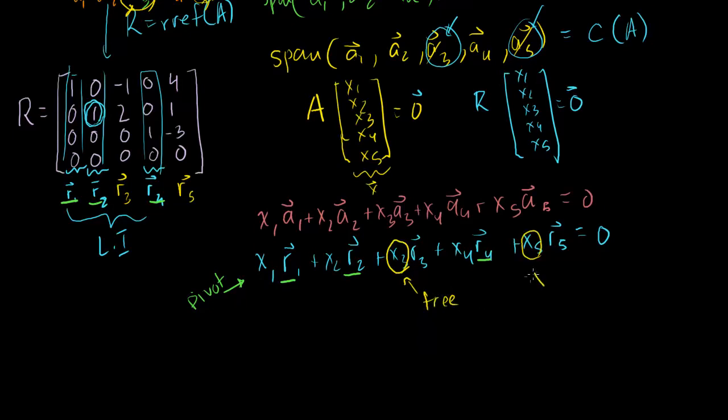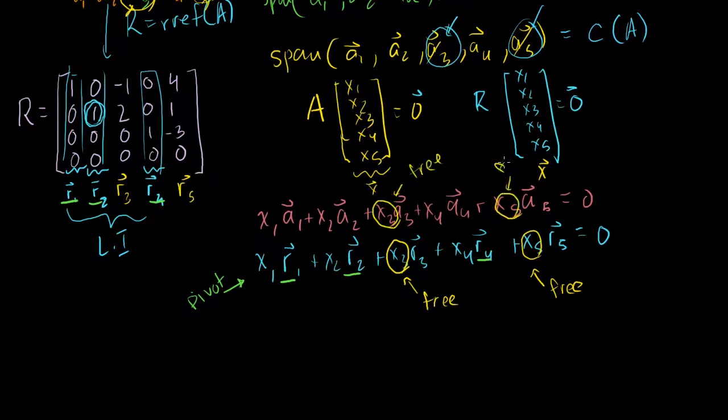And that applies to A. This solution set, all of the vectors x that satisfy this equation also satisfy this equation, and vice versa. They're the exact same null space, the exact same solution set. So we can also call this x3 and this x5 free variables.